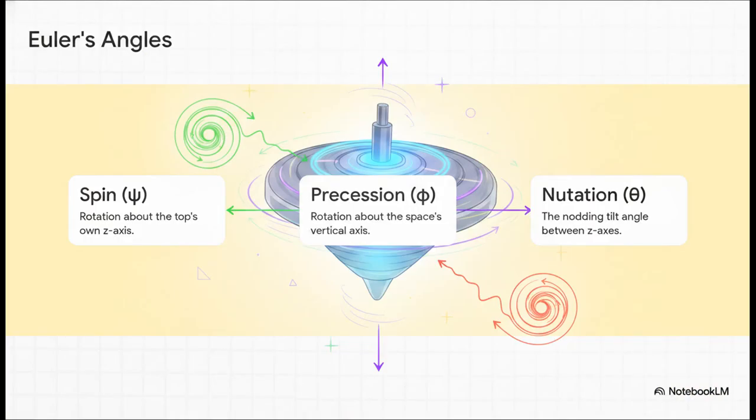Moving on to part 2, decoding Euler's angles. To make sense of this tangled mess, we can break down any 3D rotation into 3 highly specific, measurable angles. Instead of a horrifying matrix of coordinates, Euler gave us this incredibly elegant sequence: spin, precession, and nutation. Spin, which we denote with the Greek letter psi, is just the top spinning around its own symmetry axis. Precession, or phi, is the top's axis sweeping around the vertical axis of the room. And finally, nutation, theta, is that nodding up and down tilt angle.